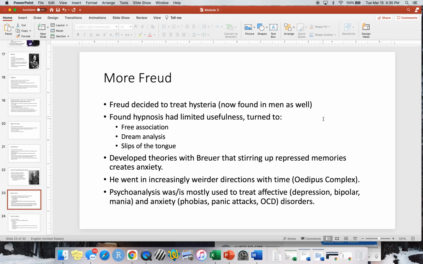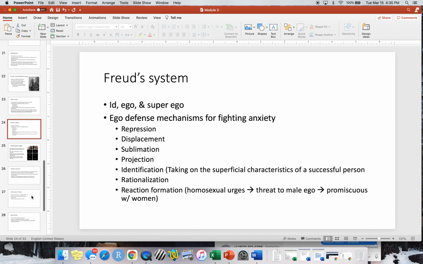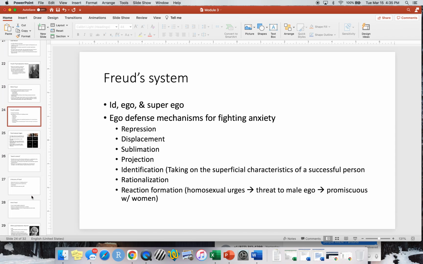Let's see. Some of this, those are the main ideas. I'm going to go over id, ego, superego, and some of his ego defense mechanisms, but there's only so much Freud that I'm actually going to test you on. And if you're really interested in Freud, you're welcome to go read more about it.